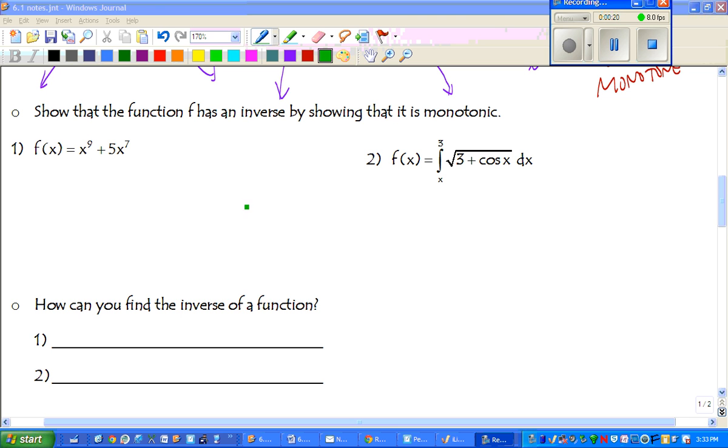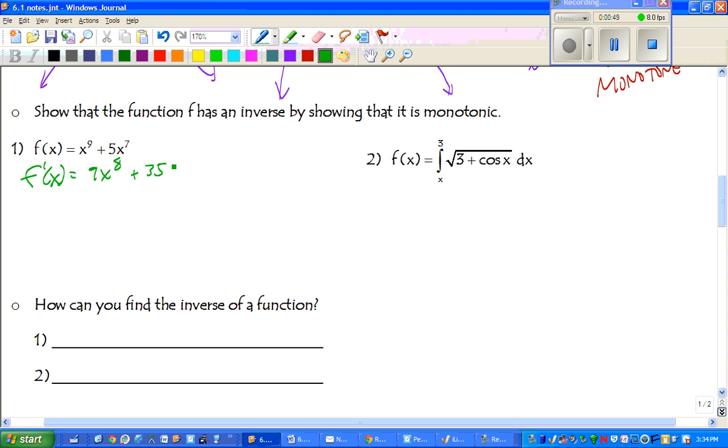So if you think back to chapter 2, we talked about functions when they increase and decrease. We had to figure out when the derivative changed from positive to negative or negative to positive. So we're kind of going back and doing a little bit of review of that. We want to look at a derivative number line for this and see if it's changing at all throughout the function. So our derivative of f of x would be 9x to the 8th plus 35x to the 6th.